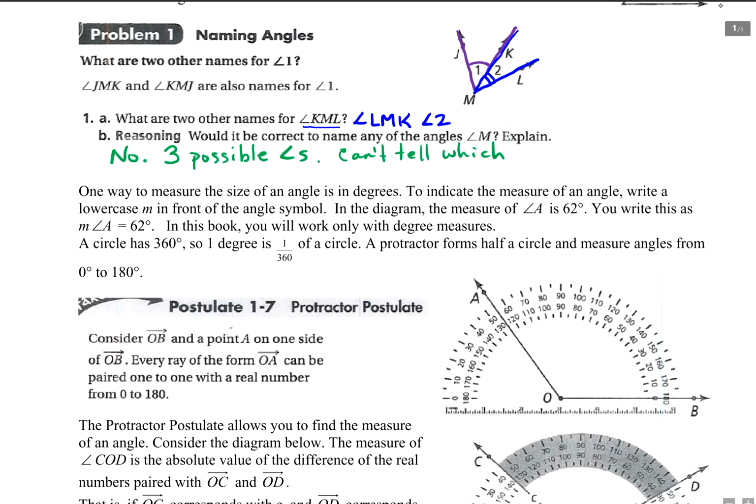Now part B, hopefully you didn't try to name it angle M, because it says, would it be correct to name any of the angles angle M? The answer is no. There are 3 possible angles that could be identified if we just called it angle M. We can't tell which one. It could be angle 1 there, the purple one, angle 2, or it could be this whole big angle here, angle JML, and we have no idea which one we're talking about, so that is not appropriate. Again, the 3-letter names are the best way to be the most accurate. All right, make sure that you can name your angles, use the appropriate notation.